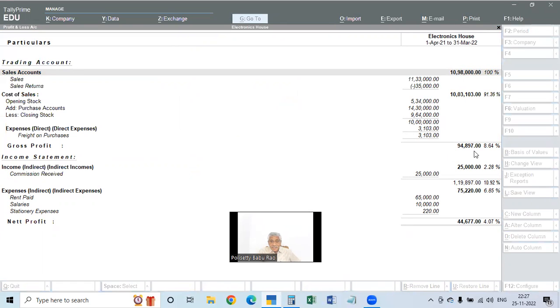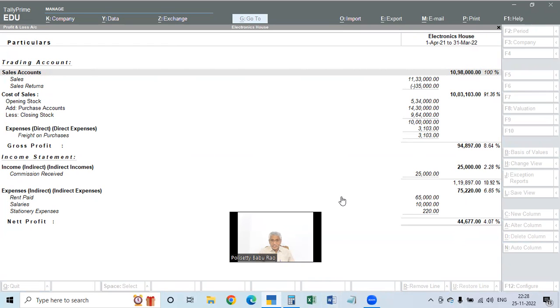So this one is gross profit, and actually this is the debit side, trading account. This is the credit side, incomes. These are incomes and these are expenses. So this is the income statement. The net profit is the gross profit; this is the net profit which you got.